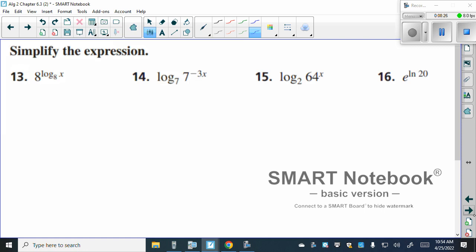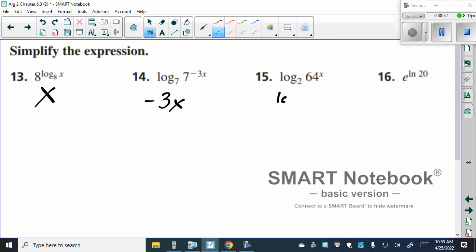Let's look at the next 4. So if we want to simplify 8 to the log base 8 of x, we get x. Log base 7 of 7 to the negative 3x is negative 3x.